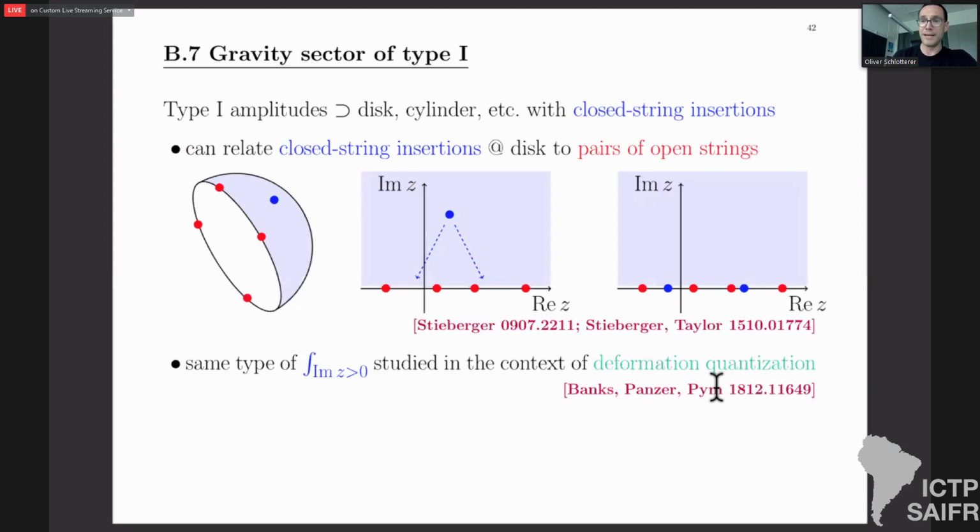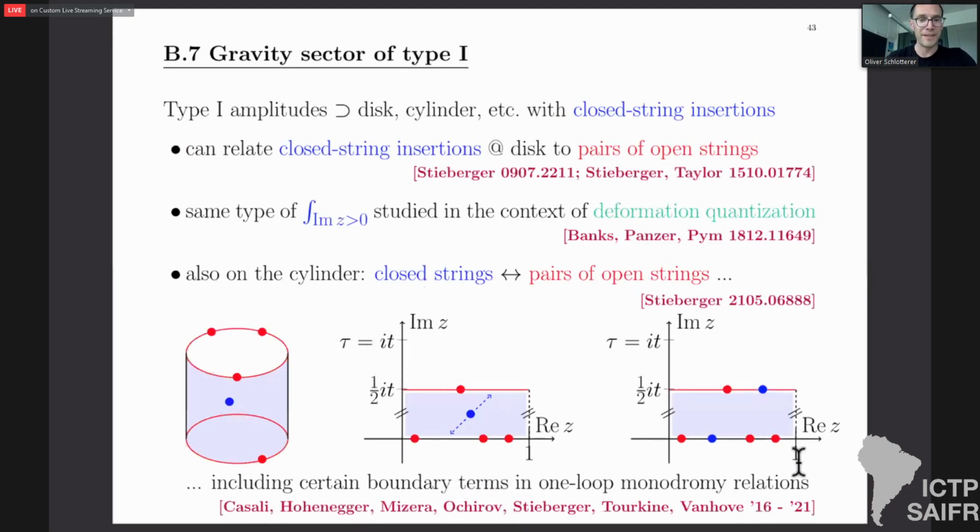And yeah, the reason why this is timely is that Stephan Stieberger had a recent paper of doing these mappings at genus 1 to map a closed string insertion on the cylinder to a doublet of open string insertions on the boundary. I'm sorry, I should have said in the bulk of the cylinder for the closed string.